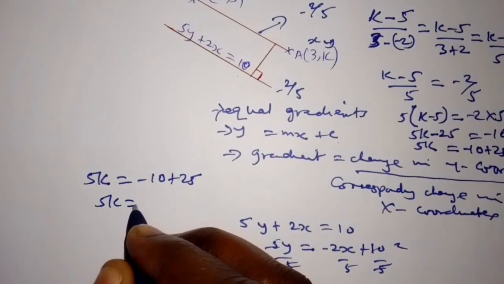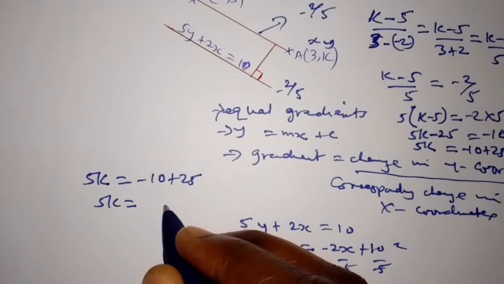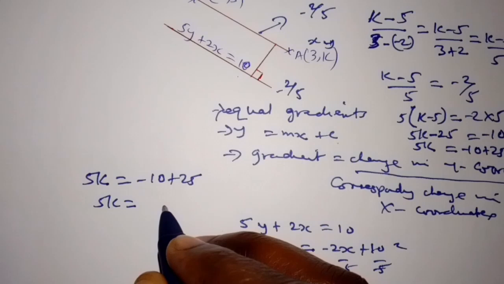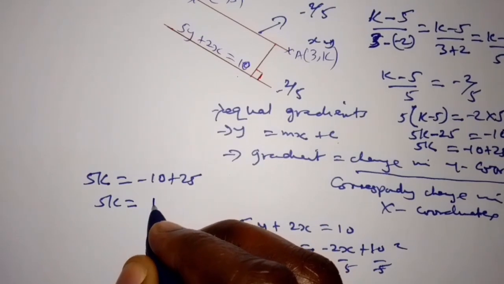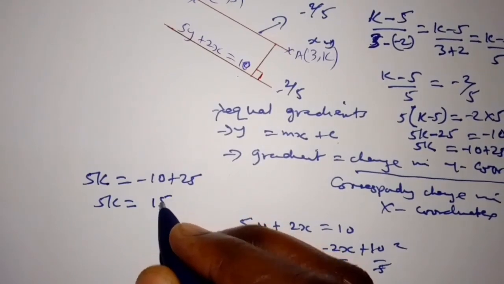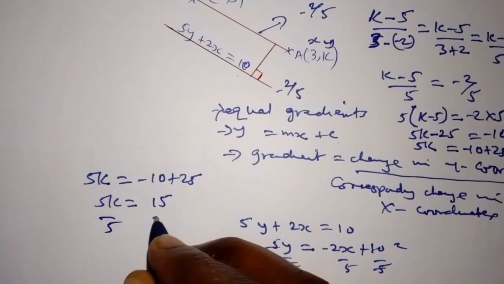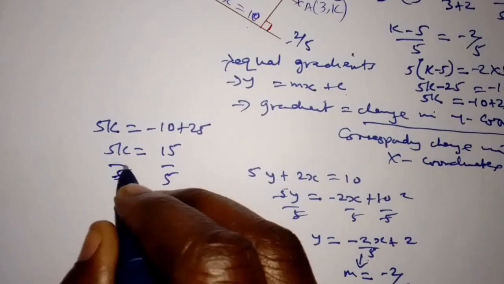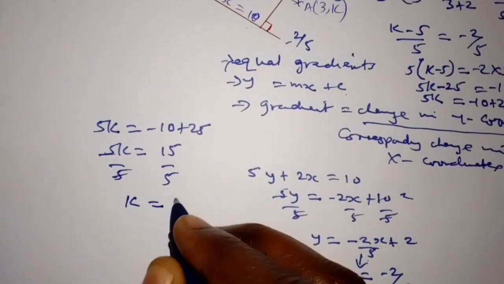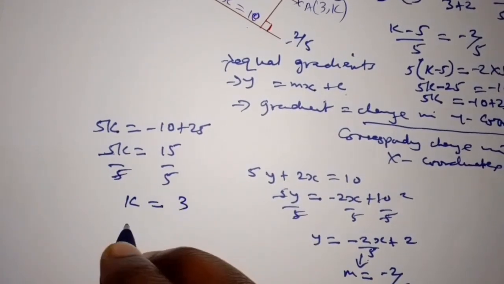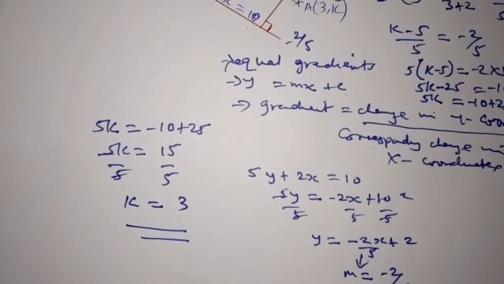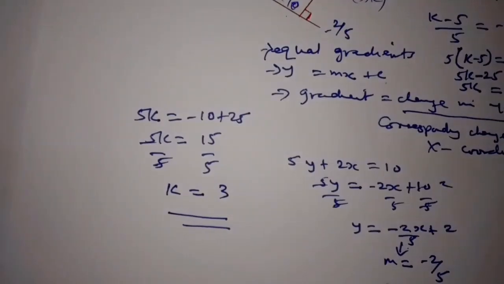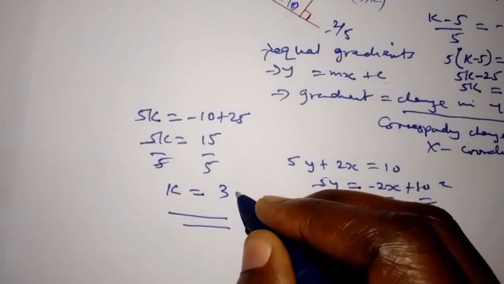5k is equal to 15. We can divide by 5. K is equal to 3. So the value of k is 3.